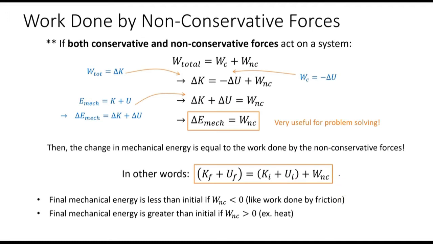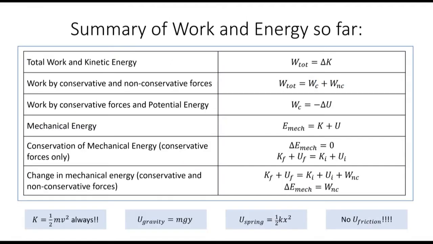The example where you have a final kinetic plus potential energy that's greater than the initial mechanical energy is generally work done by heat. In other words, heat flows into the system. That's pretty much it. We're going to do some practice problems with work done by non-conservative forces. It can be very helpful in problem solving, just like conservation of mechanical energy. You can avoid using some kinematic stuff and it makes your life a little bit easier.